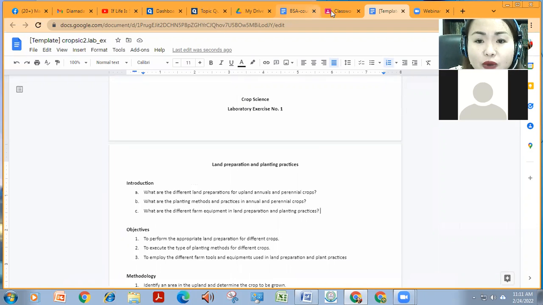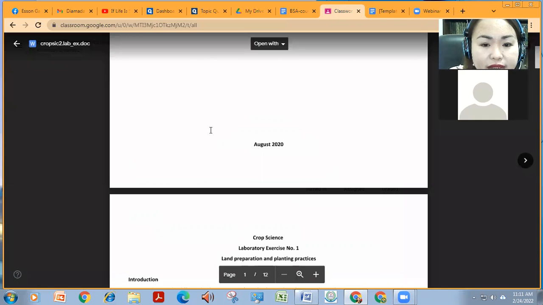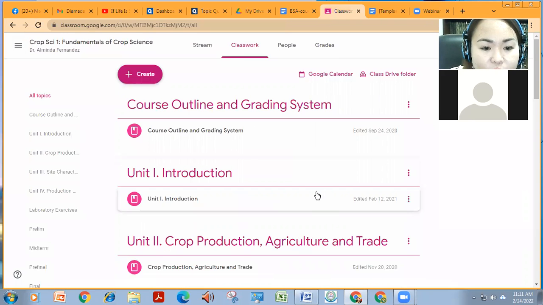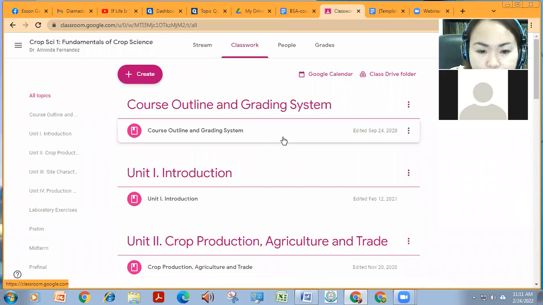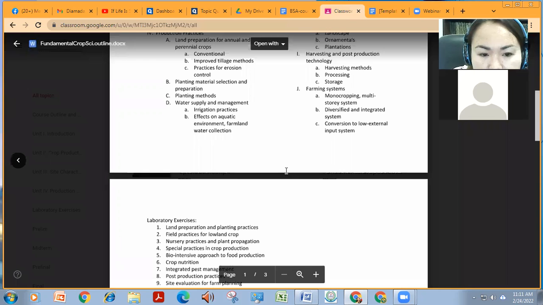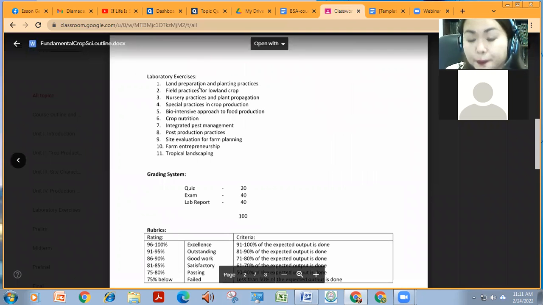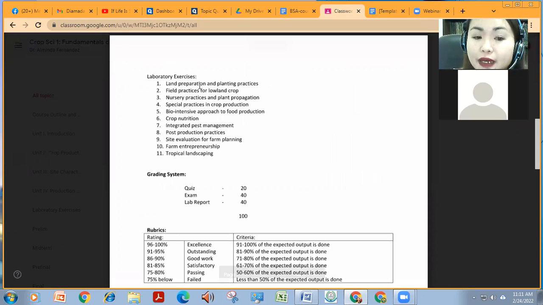So, these are just among the laboratory exercise na nakalist down dito. Where are we now? Yeah, it's in the course outline pala. So, nakalist down dito. So, you have to plan right away, right now, kung anong crop na itatanim ninyo. So, you have to select any crop because this is general. But in the end, you can also opt for tropical landscaping. Yung kung anong merong, you can do edible landscaping instead also.